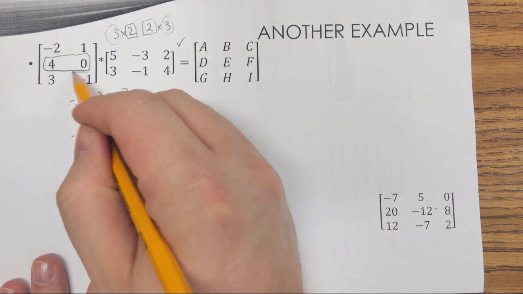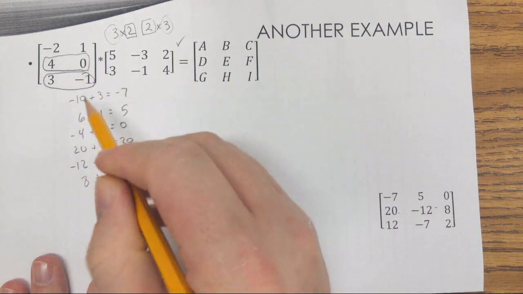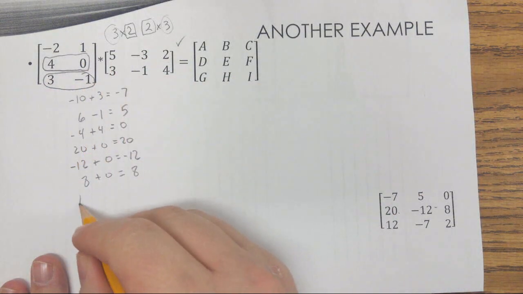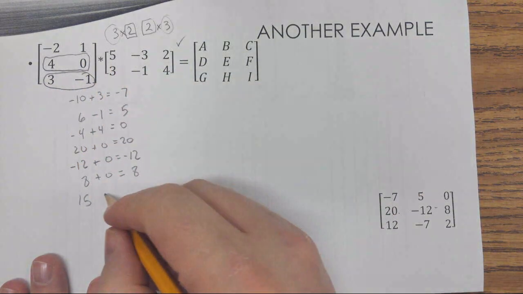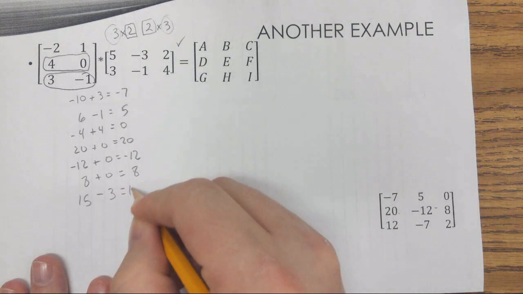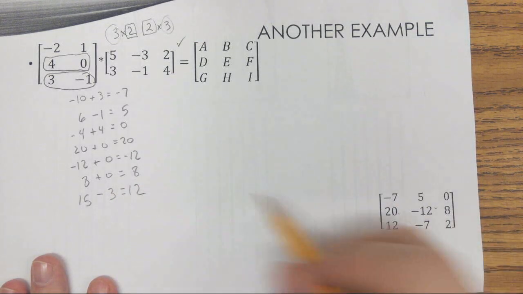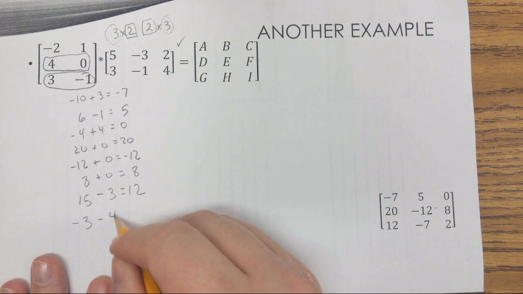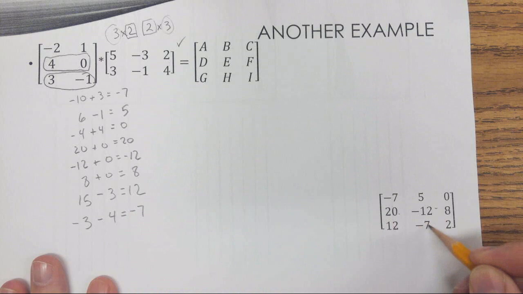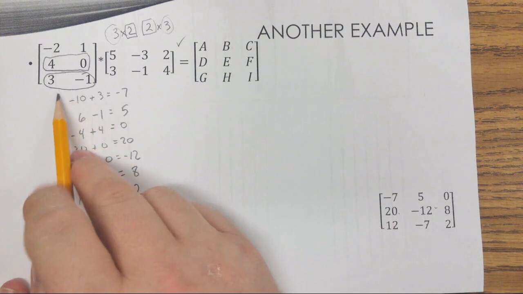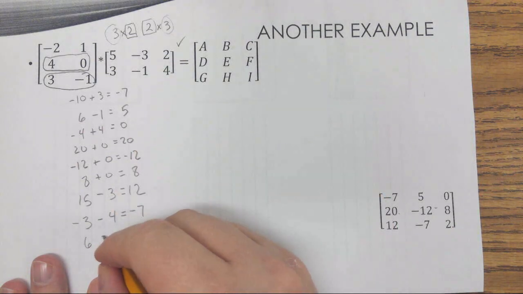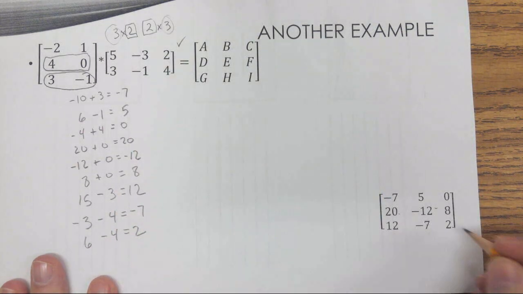Now we'll do this last one, the 3 and the negative 1. We're multiplying it by every column. So I do 3 times 5. That's 15. Negative 1 times 3 is negative 3. That's 12. There we go. 3 times negative 1 is negative 3. Negative 1 times 4 is negative 4. That's negative 7. One more. 3 times 2 is 6. Negative 1 times 4 is negative 4. That's 2. There's our 2.